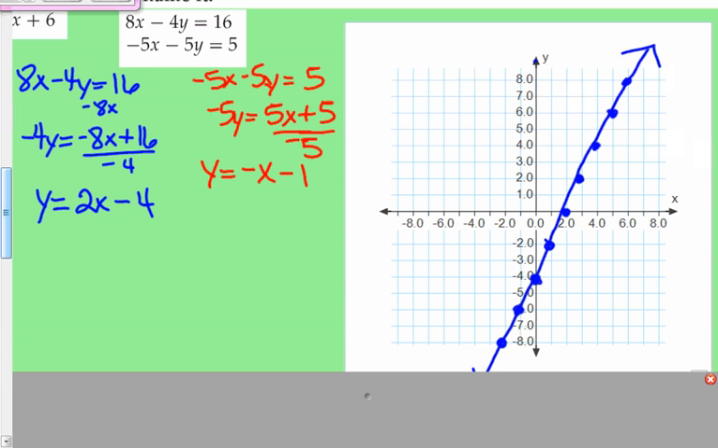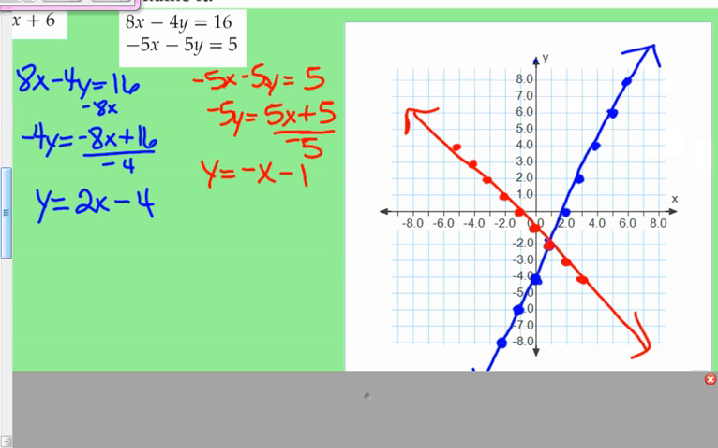Go to our graph, negative 1. Here's our starting point. We have a negative slope, so if you go up, you must go left 1, like this. Or if you go down, you'll go right 1. And there is our solution, because we just intersected that line. So go ahead and draw your line right through it.